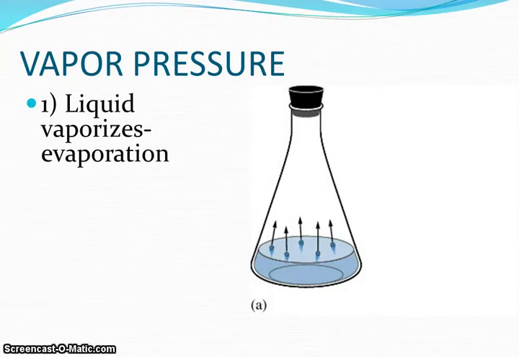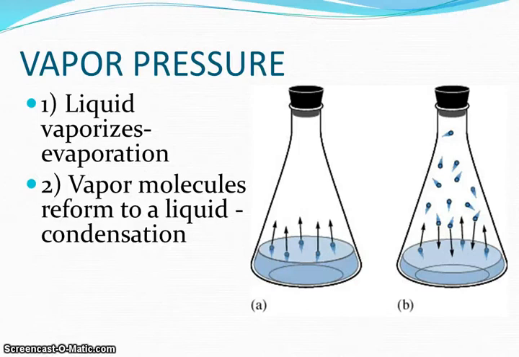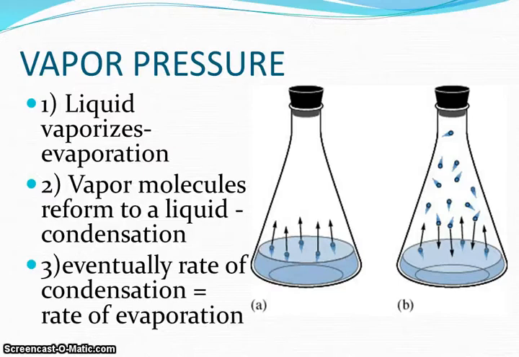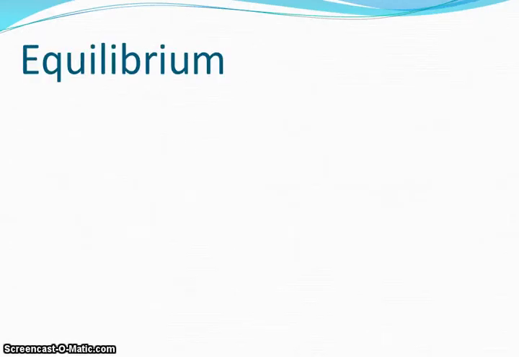But as gas starts to build up in that closed container, the vapor molecules are going to reform the liquid, or they're going to condense. Eventually we're going to get to the point where the rate of condensation equals the rate of evaporation in that closed container. When we get to that point, we say that our system is at equilibrium.